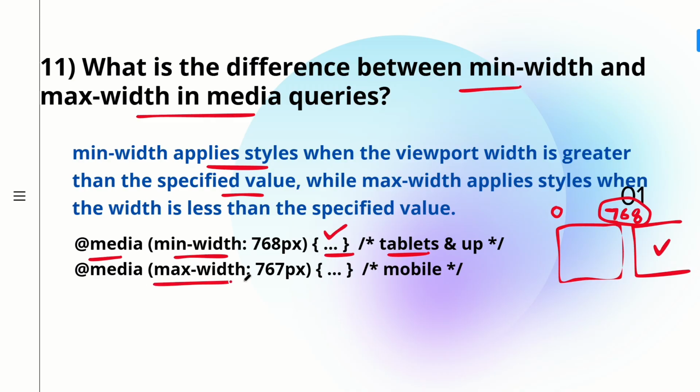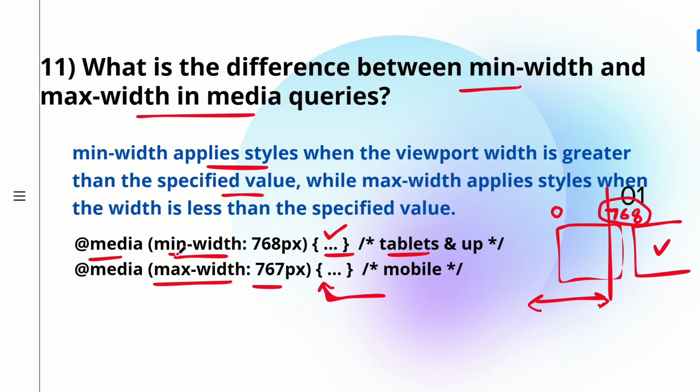Coming to max-width, we have discussed in the previous question also, max-width 767, which means that your screen size will be till here. If your screen size is up to 767, that is, the maximum width it can have is 767, then it is going to have the CSS properties we have defined here. So it works a little opposite.